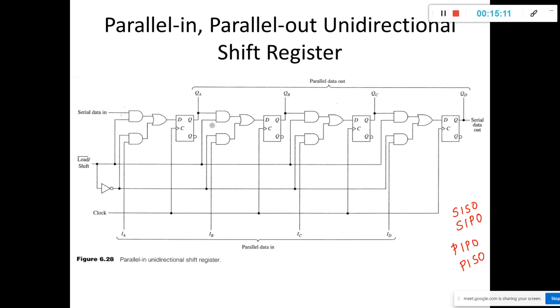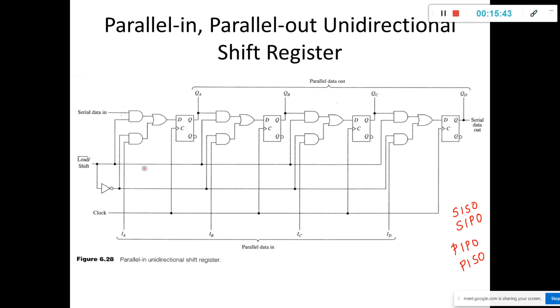Next, load bar shift is connected here, same thing. Next, for this AND gate, the NOT gate output is connected, and for this IB is connected. Similarly, for this serial input and load bar shift is connected. This one, the load bar shift inverter is there, that output is connected and the parallel input is connected. Similarly, for this also we have serial input, parallel input, and the load bar shift output is also connected here.